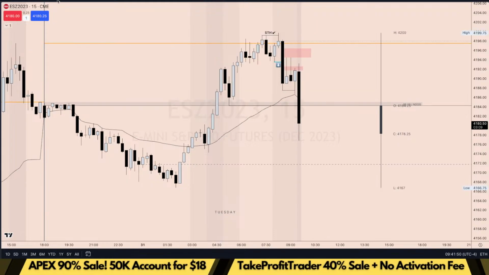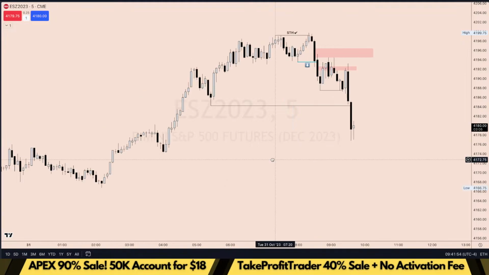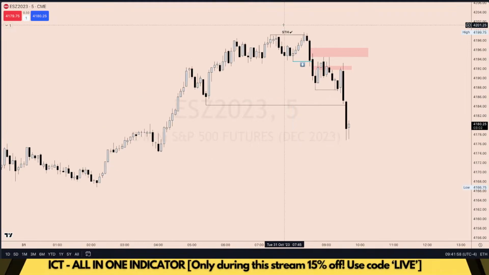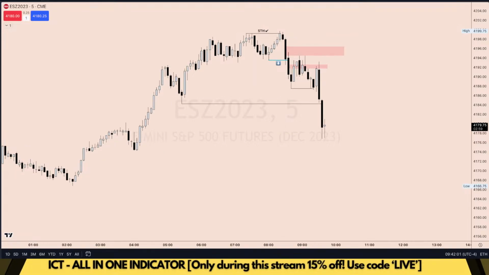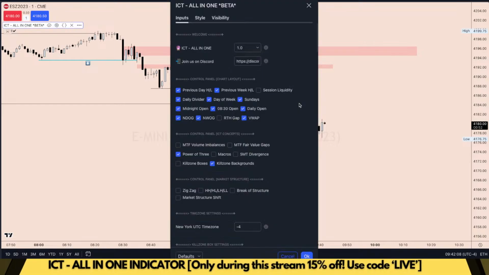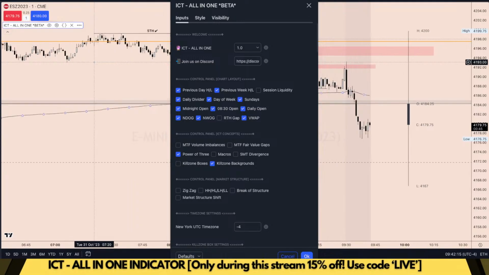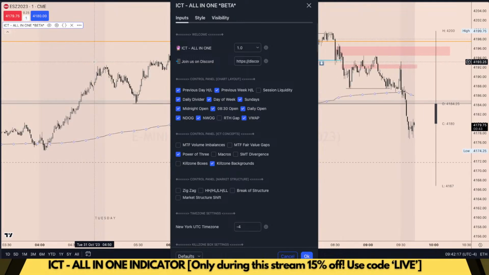Let's drop it down to a 5-minute time frame. We took the sell side, we had our displacement. Let the indicator load up. Usually it's not taking that long. That's because my computer is pretty busy right now, streaming live and Discord and YouTube, having multiple Chrome tabs open.